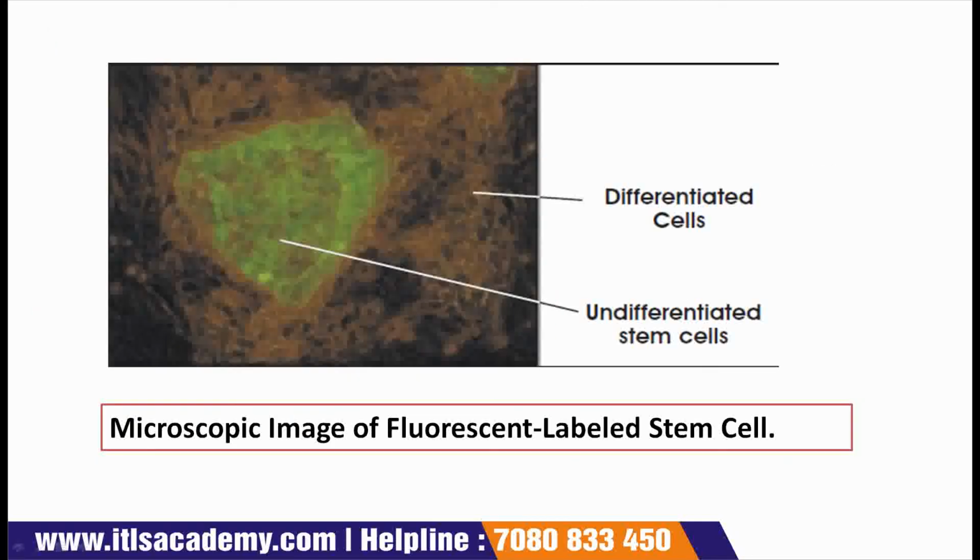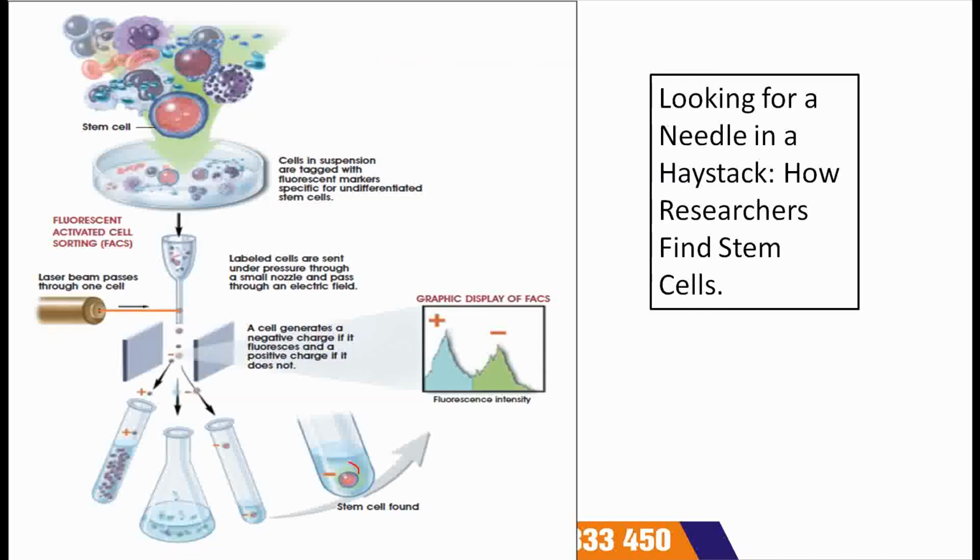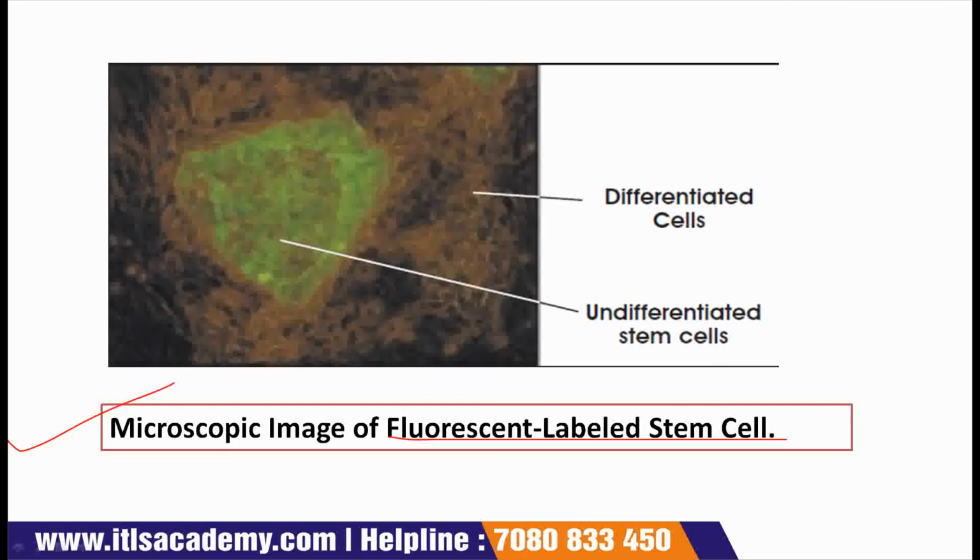Coming to our next diagram, that is a microscopic image of a fluorescence labeled stem cell. This is our stem cell, and now we are going to see a microscopic image of how this cell looks in the microscope. Here you can see these are differentiated cells and these are undifferentiated cells.